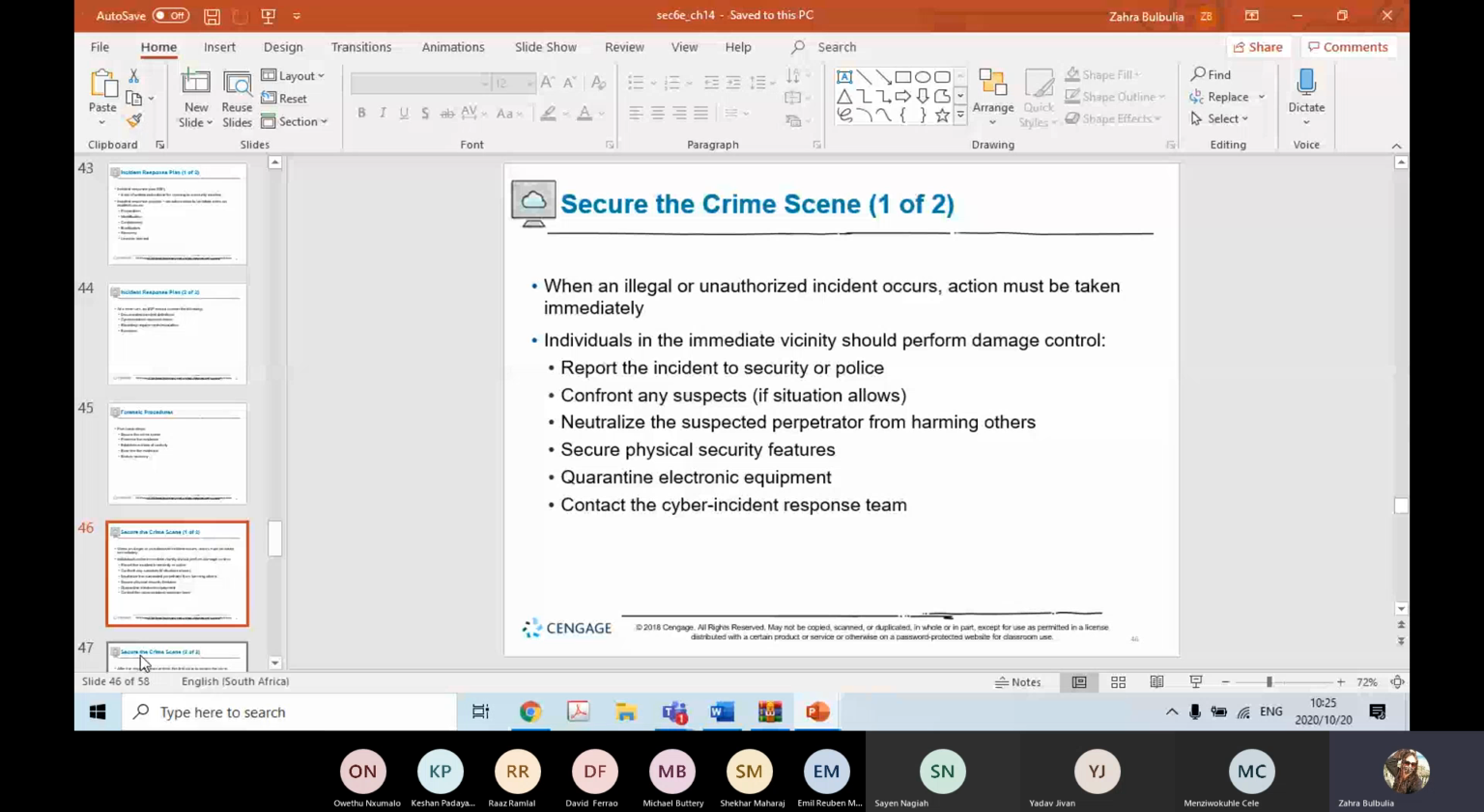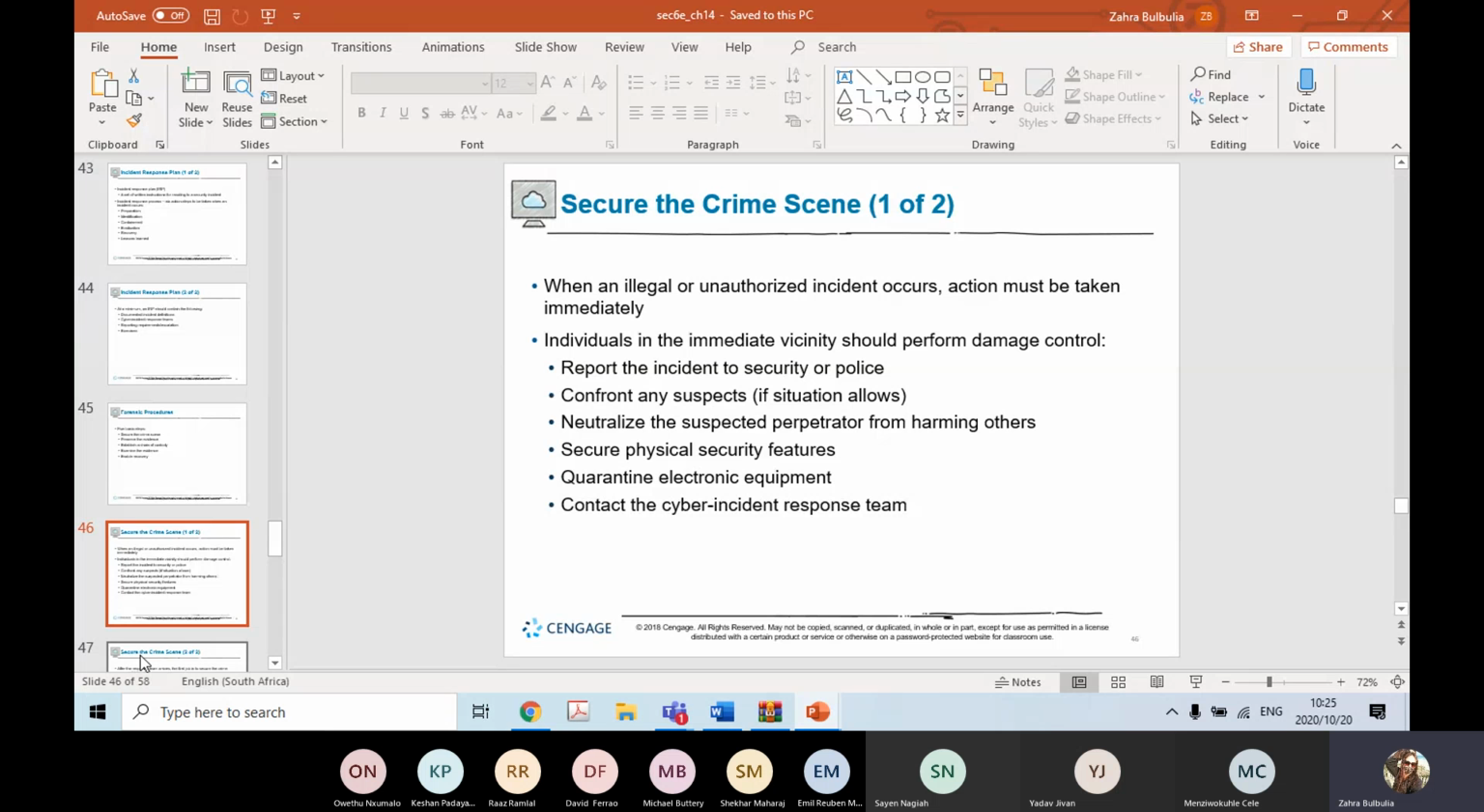So what do you do? Individuals in the immediate vicinity should perform damage control, report the incident to security or police, and confront any suspects if the situation allows. But I think if somebody's waving a gun, nobody's going to confront the suspect, which makes sense. The most safe thing to do anyway.